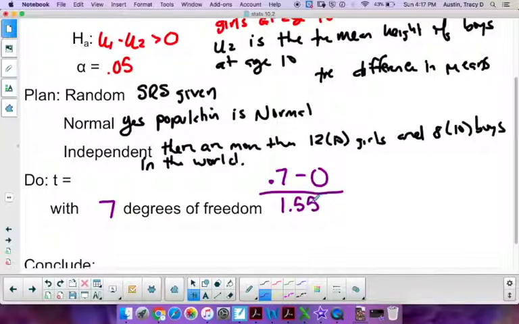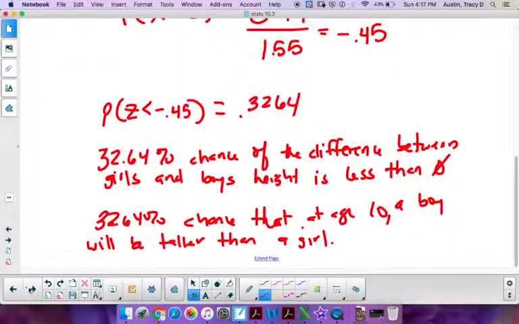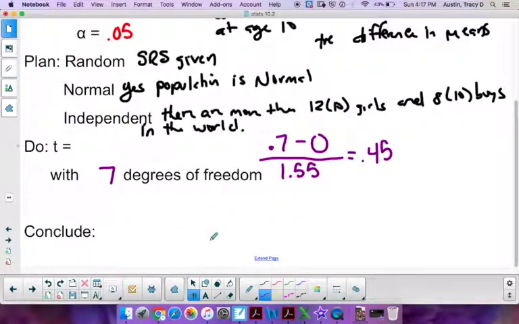The only thing that this is going to change, and it's really not going to change much because we're doing a greater than 0, is that instead of getting a negative answer, we're going to get a positive answer this time, which was like 0.45, I think. Right? 0.45? Yeah, 0.45. Oh, good. So with 7 degrees of freedom and your t equaling 0.45, you need to go find out what p-value is closest to a t-value of 0.45 at 7 degrees of freedom. And I'm going to look at this on my table. You should have this table in front of you.